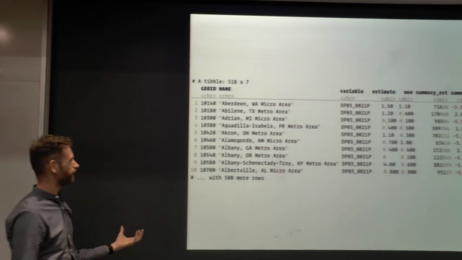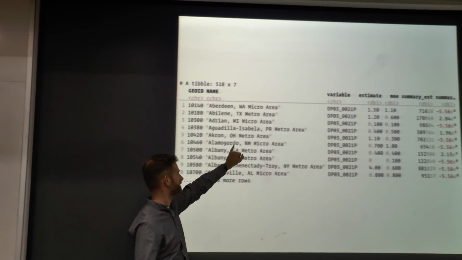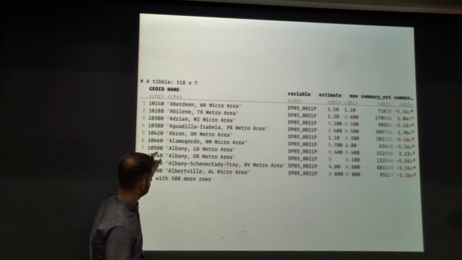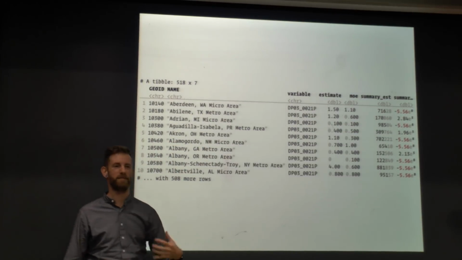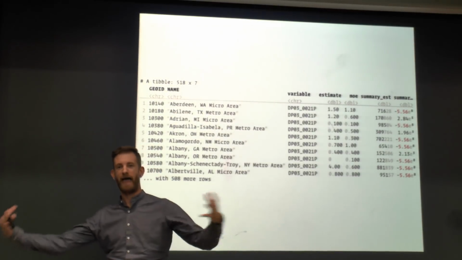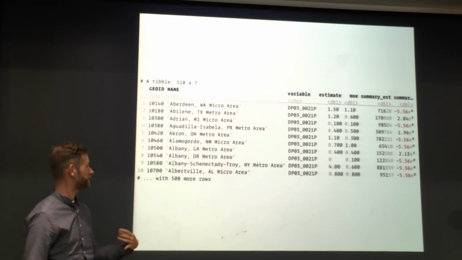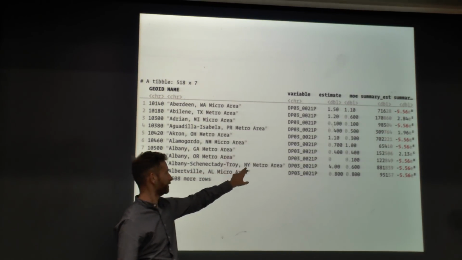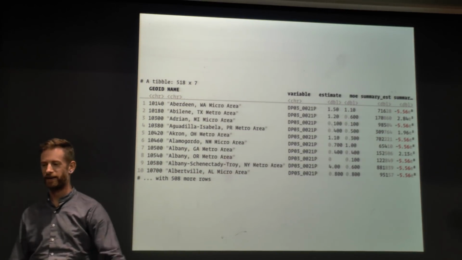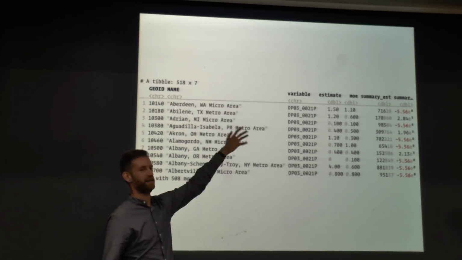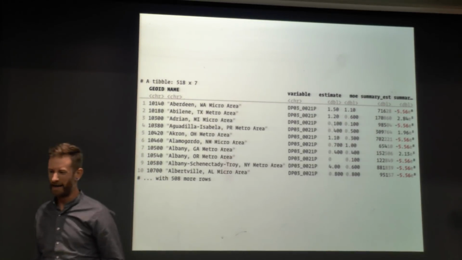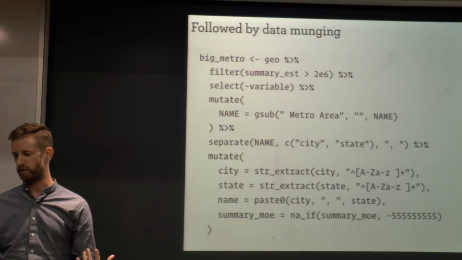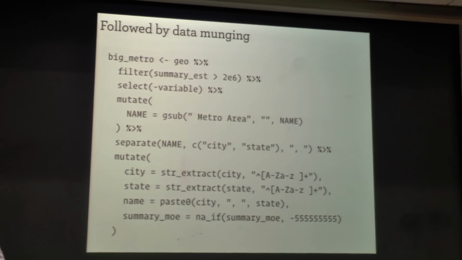So one thing that's a little awkward with this is these names are kind of a little ugly, right? Because of the way that the metropolitan areas work, they kind of aggregate big cities together in a region. So we have like Albany, Schenectady, Troy, New York metropolitan area, and it'd be nice to have the state in a separate column and so on. So even when you get pretty nice data, you almost always have to do some data transformation. So I'm going to do a little bit of that here.